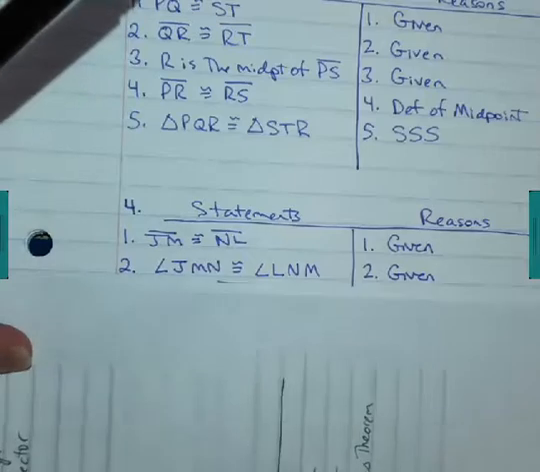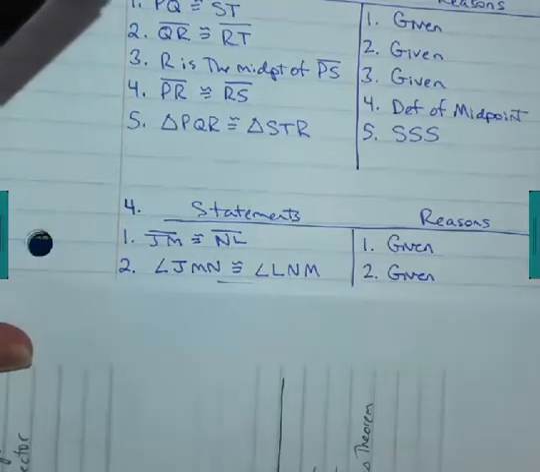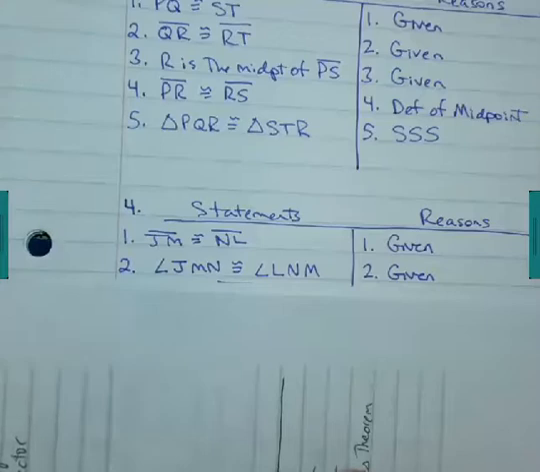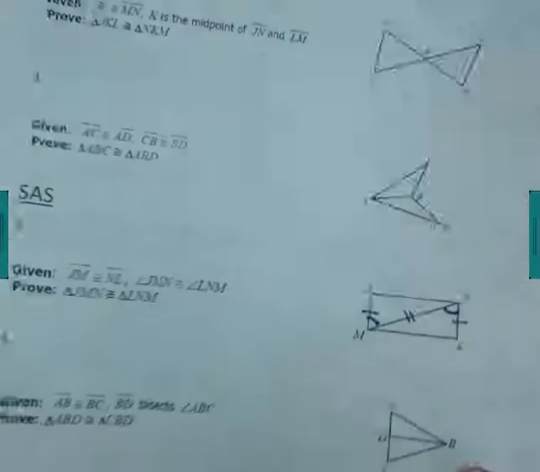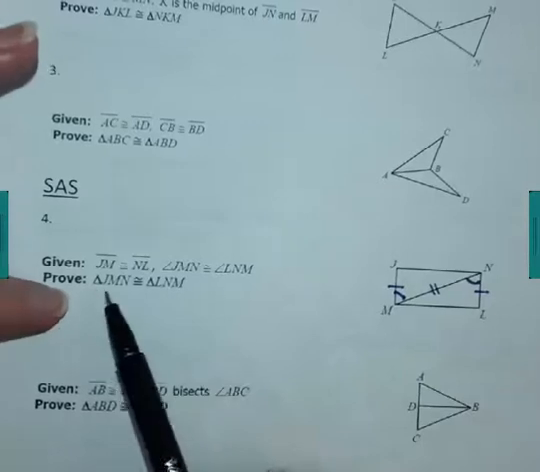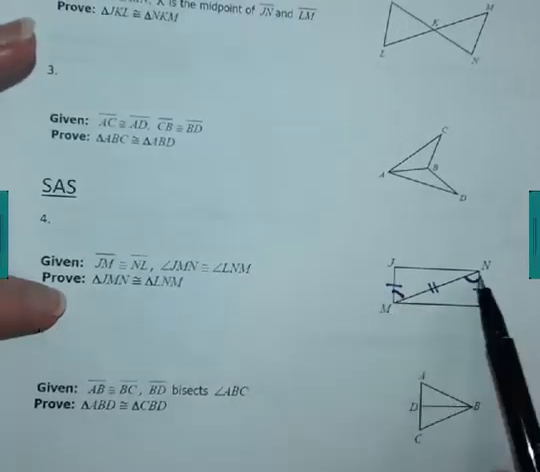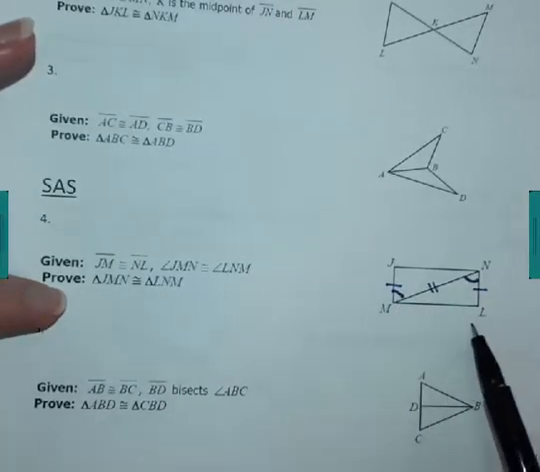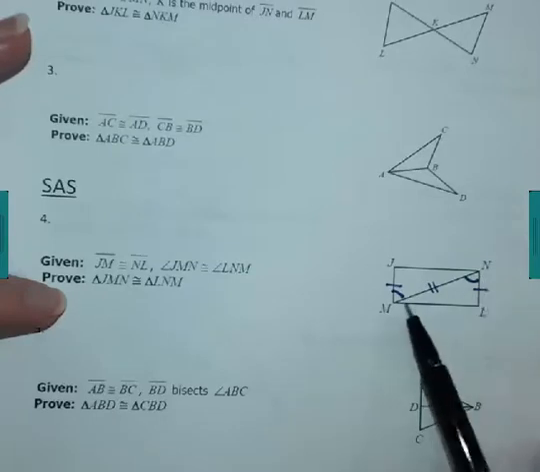Okay, so this is a continuation of proof number 4. You should have the given statements written, and we want to really think through what we are trying to prove here. So we want to prove that triangle JMN, which is this triangle here, is congruent to LNM.